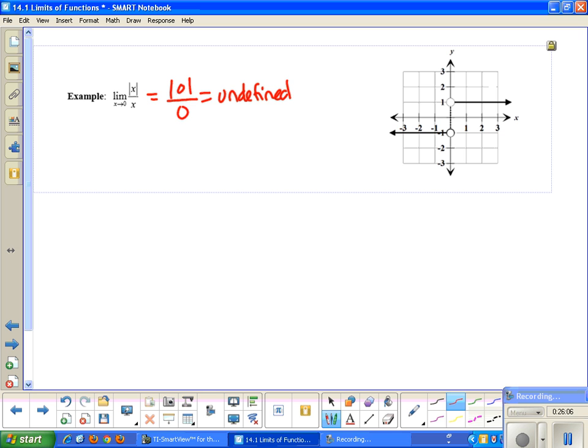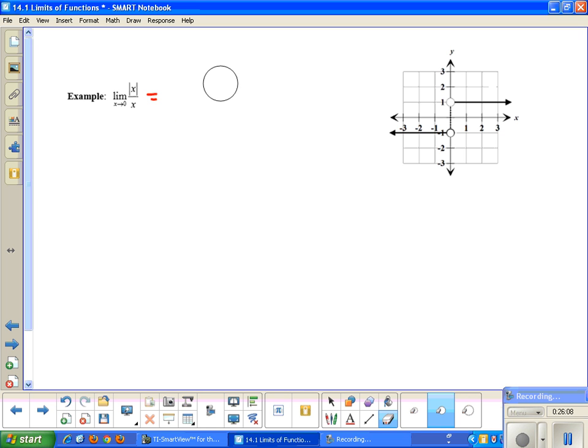Because we can't divide by 0, I need to figure out what the limit of this is equal to. So, the limit as x approaches 0 from the right side, and this would be the limit as x approaches 0 from the left. This one is approaching a value of 1. This one is approaching a value of -1. Therefore, the limit does not exist.